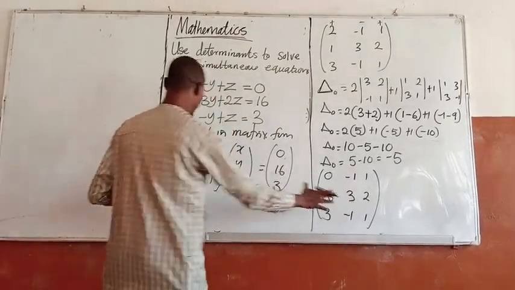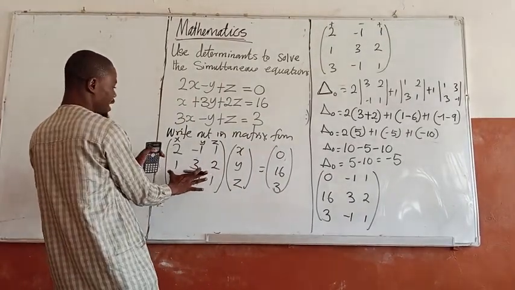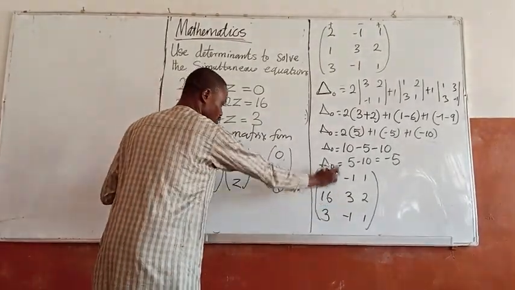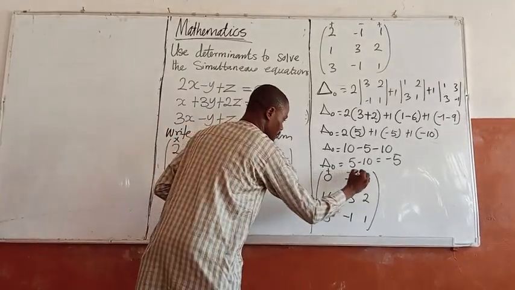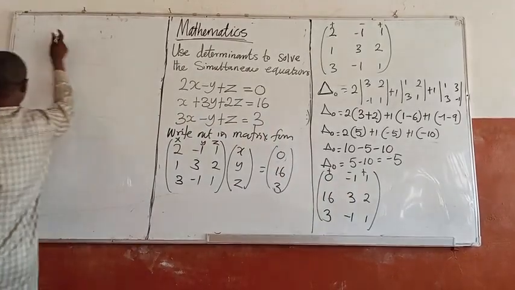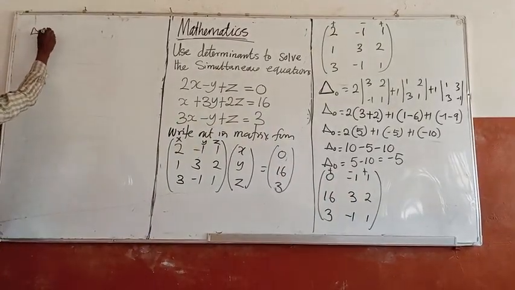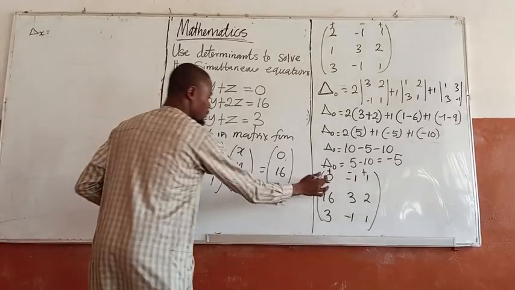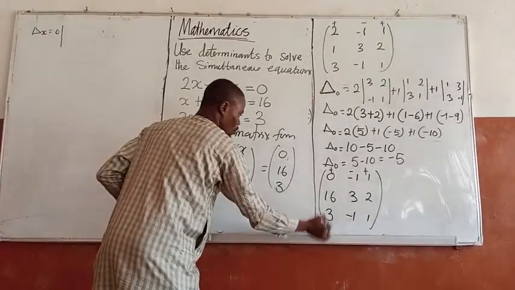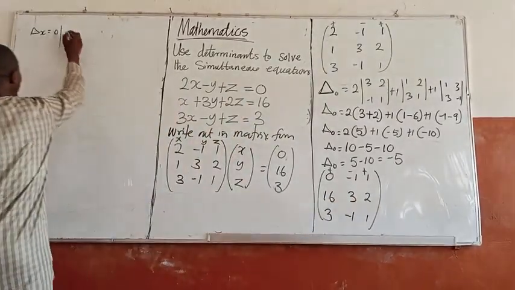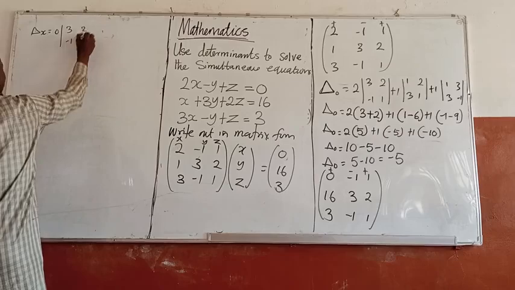As you can see from the previous one, this column has changed. I'll replace it with the answers. So I want to say plus, minus, plus. We now have delta x. Delta x is equal to, using the same method, plus 0, that is 0. Then I'll cancel the column and row. We have 3, 2, minus 1, 1.